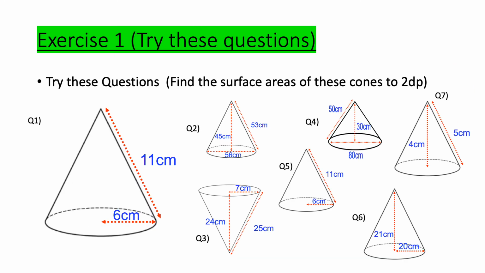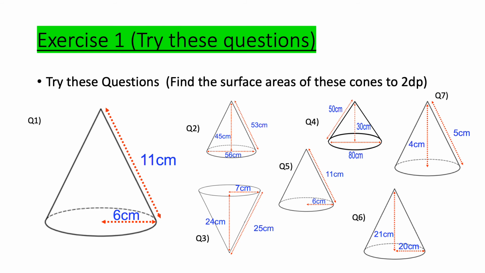Right, guys, pause the video and then try these questions. Find the surface area of these 7 questions. For question 7 and question 6, you would use Pythagoras to work out this length here, and then to work out this slanted height here for question 6, you would use Pythagoras here.